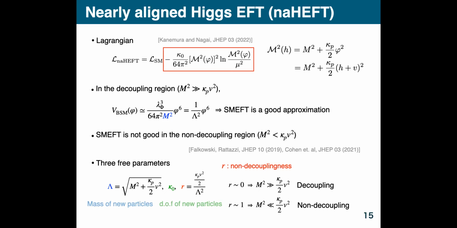We call R the non-decouplingness. So what is the meaning of the non-decouplingness? It means that when we take R as around 0, then the decoupling case can be realized. On the other hand, when we take R as almost unity, then the non-decoupling case can be realized in this EFT. So what is the meaning?